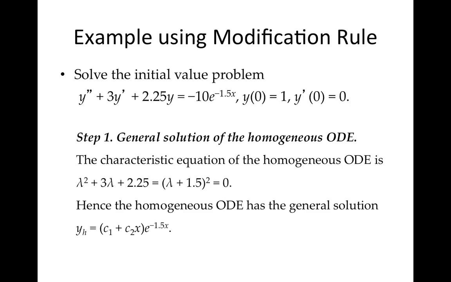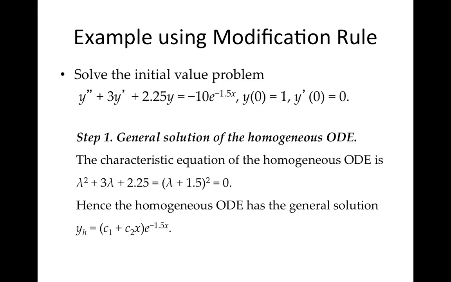Okay, so here's an example of how we might go about using this method and how we might go about using the modification rule. So here's our differential equation, and this is an initial value problem, so we have two boundary conditions that are specified. The first thing that we do is, step 1, we solve our homogeneous differential equation. So this term on the right-hand side, this exponential term, we're going to set equal to 0, and we're going to substitute e to the gamma x into our differential equation and its derivatives, and in doing that we'll obtain a characteristic equation.